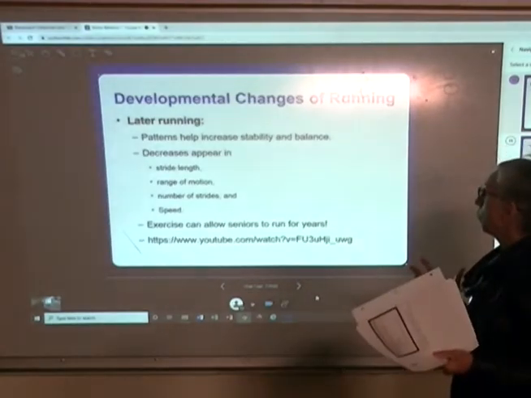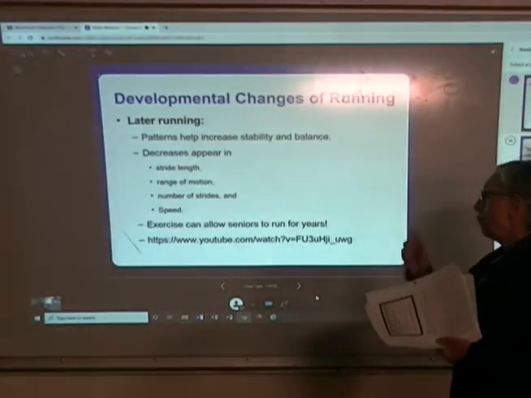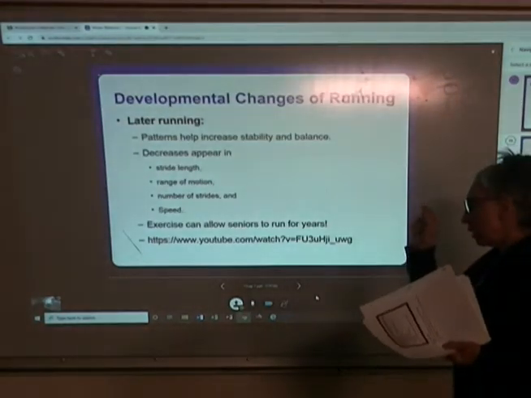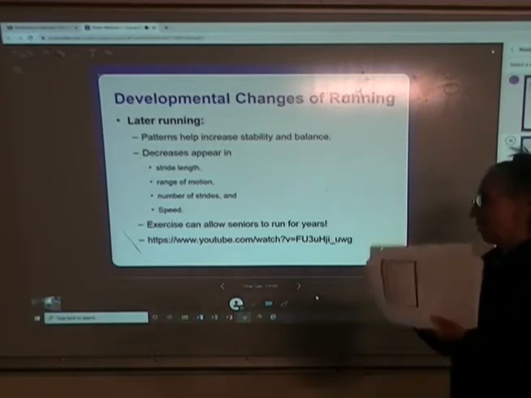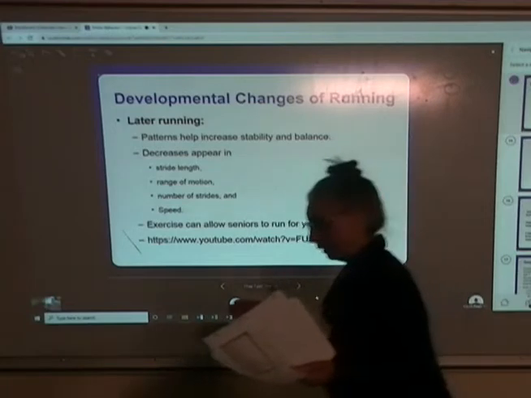When we're looking at an elderly population, very small changes in constraints can have quite a big effect on the movement pattern that we see.